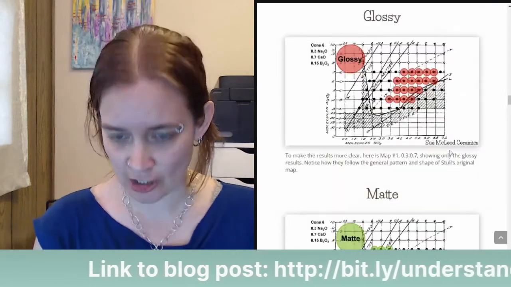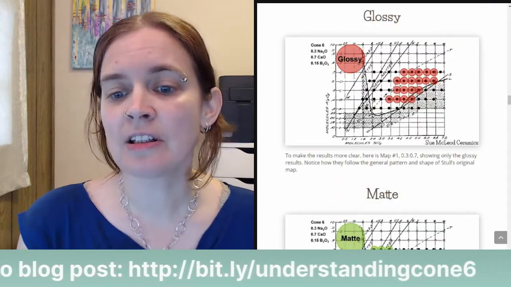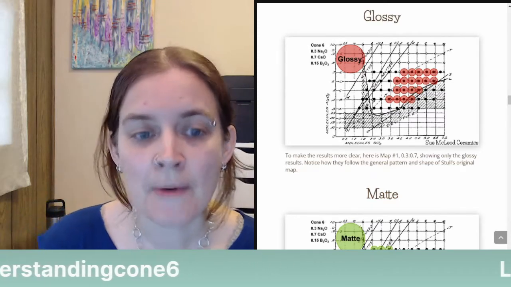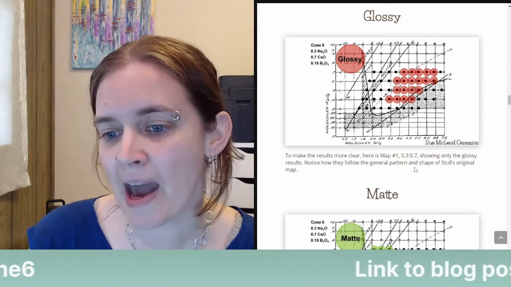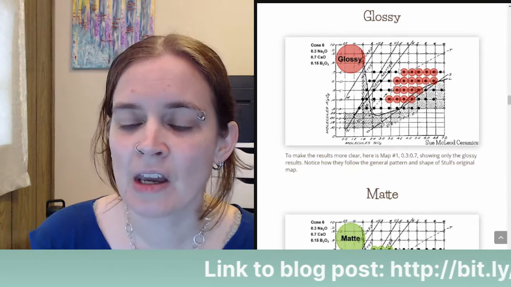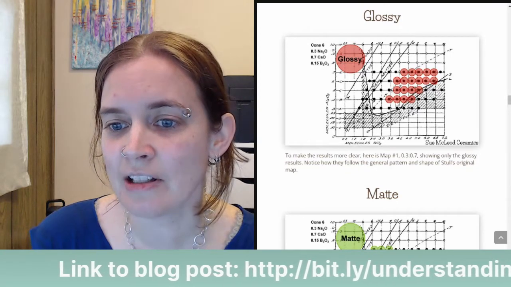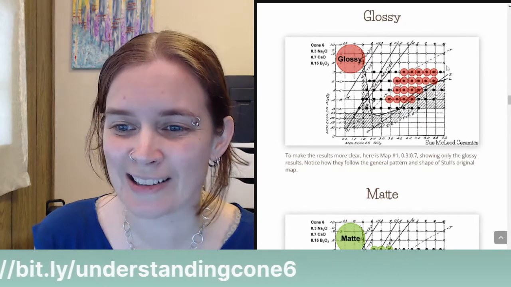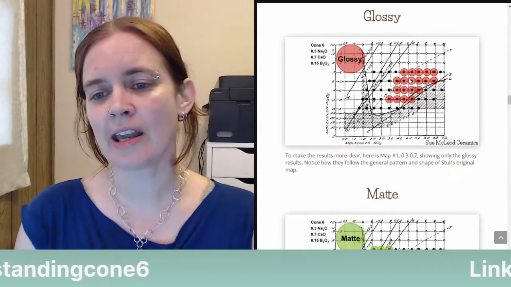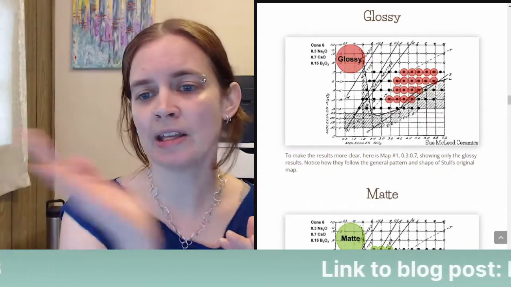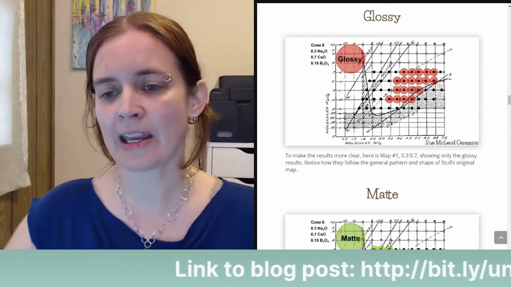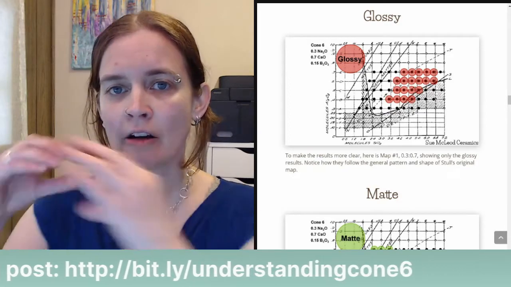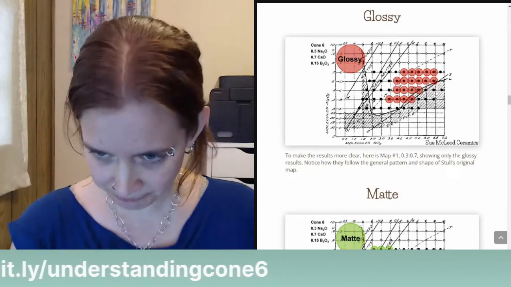So the glossy section. To make the results more clear, here is map number 1, 0.3 to 0.7, showing only the glossy results. Notice how they follow the general pattern and shape of Stull's original map. So these were my physical glossy results. And so they all fall within Stull's bright glossy section here. So they're shifted a little to the right from what his results were probably. But the general pattern is the same. So all the glossy results kind of congregate in one section of the chart.